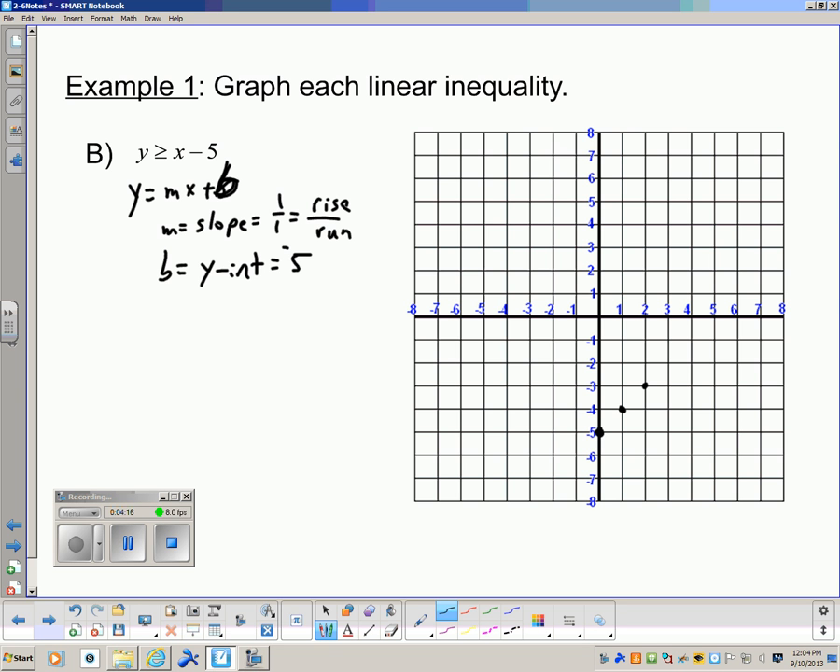Now to connect our dots again, we got to decide what we're going to do. So to do that, we're looking at our symbol there. Our symbol there is greater than or equal to. There's a line underneath that. So that means that our line over there has to be solid. So there it is.